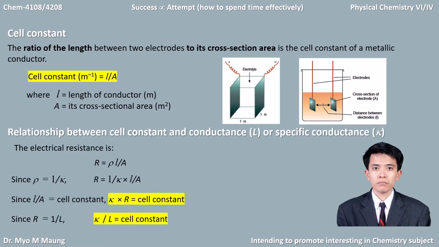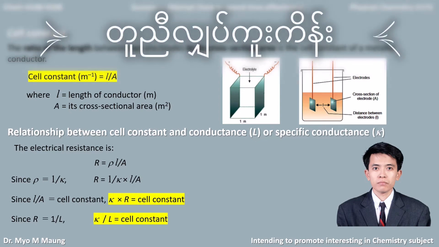Next, cell constant. The ratio of the length between 2 electrodes to its cross-sectional area is the cell constant of a metallic conductor. So, cell constant equals L by A, where L equals length of conductor, meter, A equals its cross-sectional area, square meter. Here, the SI unit of cell constant is per meter.